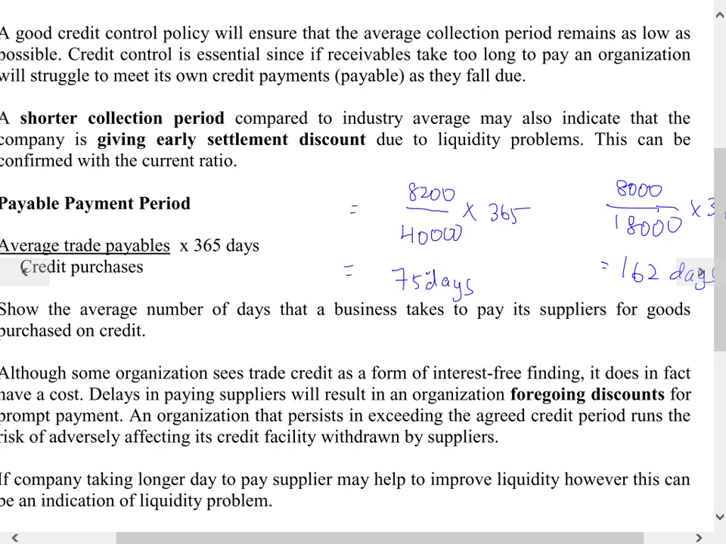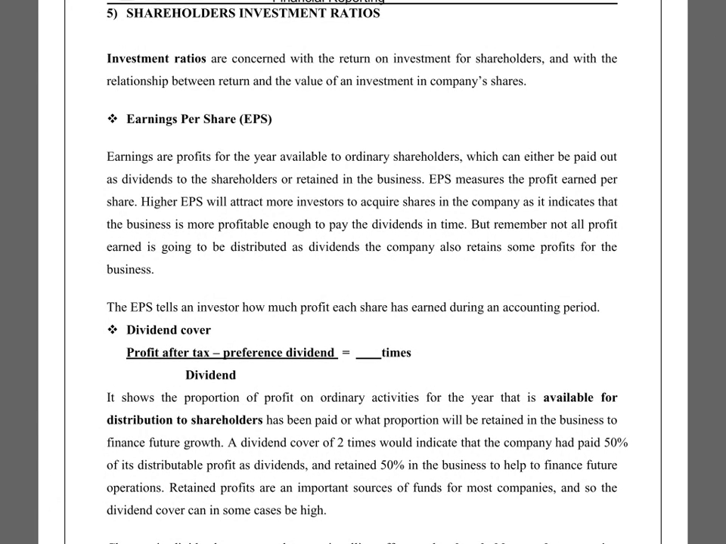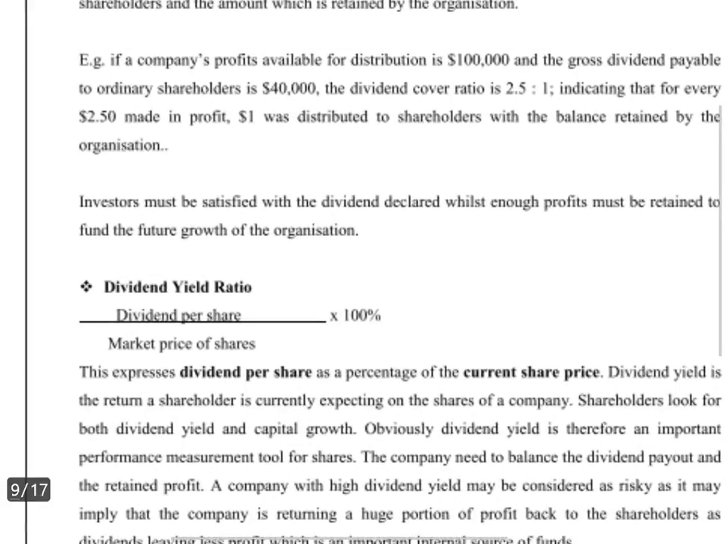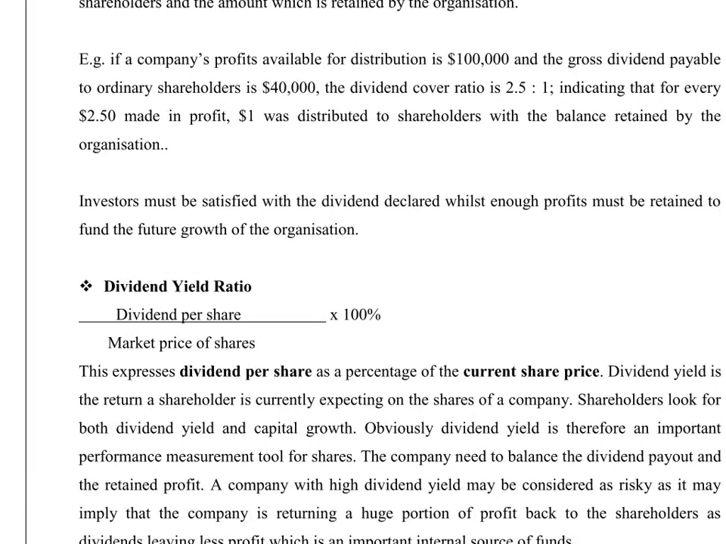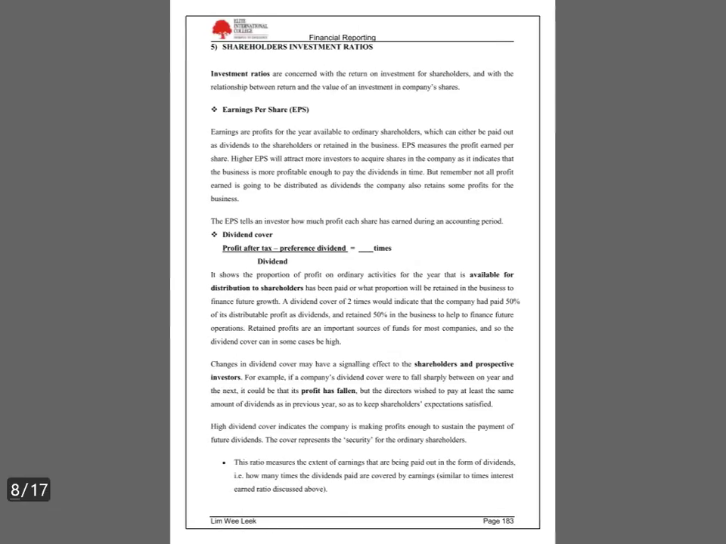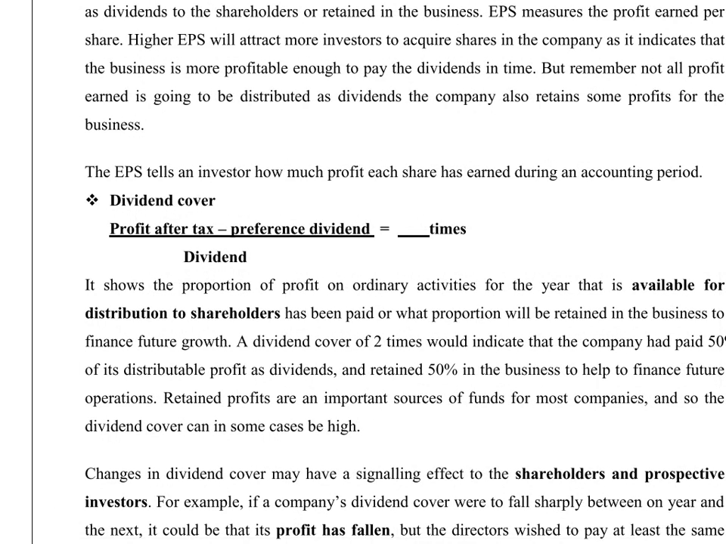Okay, so we have to conclude also. Earning per share we learned before in EPS, IAS 33. Dividend cover, dividend yield. Dividend cover is one of the investors' ratios. As an investor, we look at all these ratios.